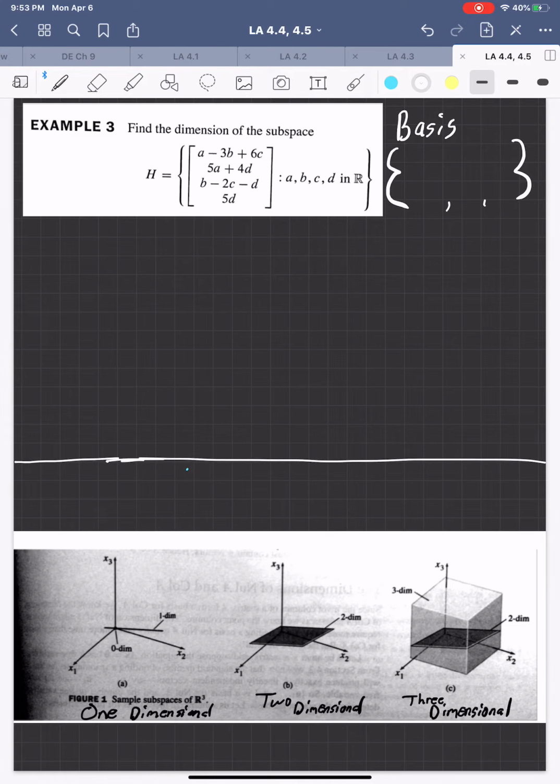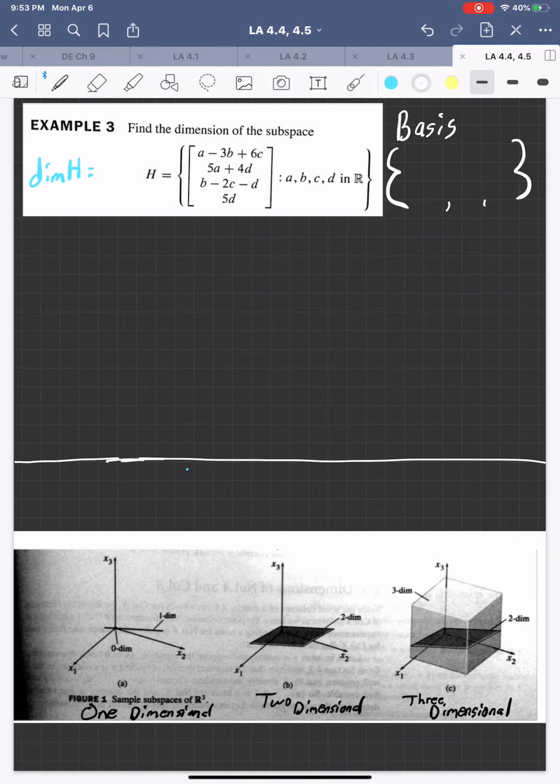And then I would like to be able to count how many vectors are in the basis. Because as soon as I do that, I can answer the question of what the dimension of H is. I just need a basis first. So let's start with how do I actually set up a basis?